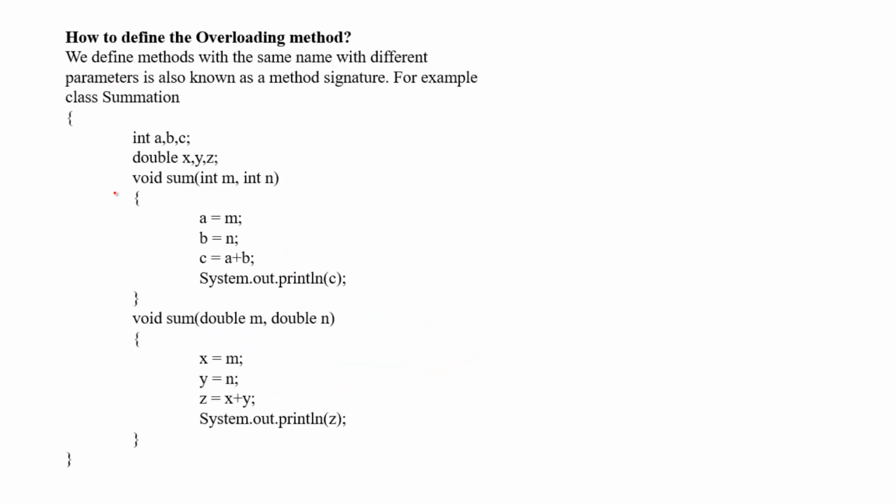So let's see, here is an example. Here the class name is Summation. Here is one method, and there is another method. See, the name is the same, sum and sum, but the data types passed are different: it is passed as int and int here, and as double and double there. If another method, say sum with int x, int y.